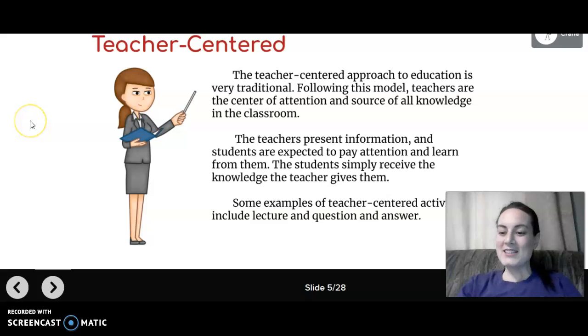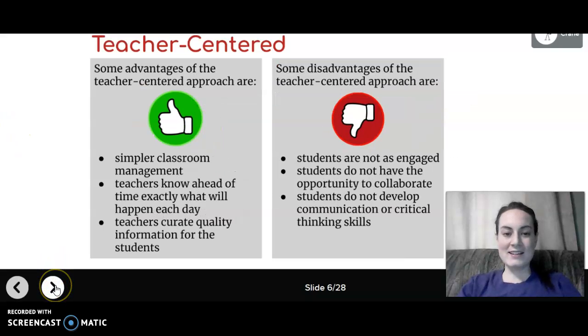Okay, so let's read this. Teacher-centered. The teacher-centered approach to education is very traditional. Following this model, teachers are the center of attention and source of all knowledge in the classroom. The teachers present information and students are expected to pay attention and learn from them. The students simply receive the knowledge that the teacher gives them. Some examples of teacher-centered activities include lecture and question and answer.